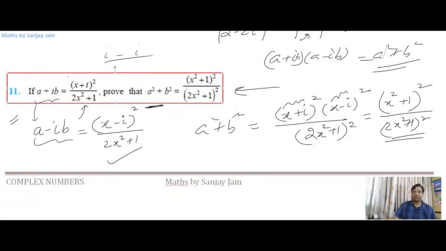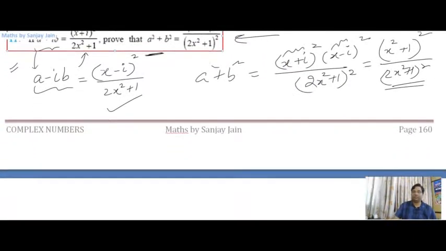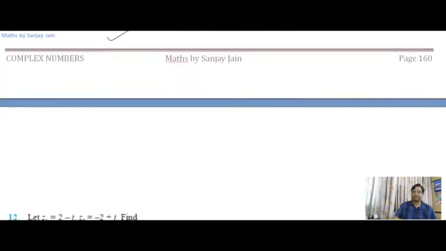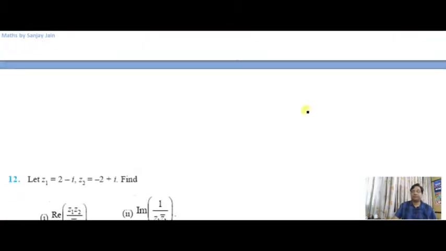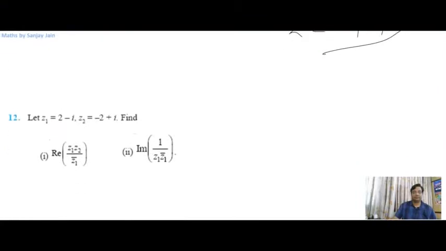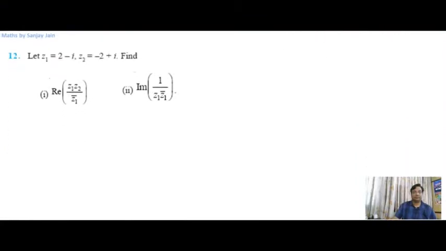So this was a pretty simple question. You just need to take the conjugate and multiply. Basically we are applying that identity: z z bar is equal to mod z squared. This is a simple calculation problem, so let's do that.